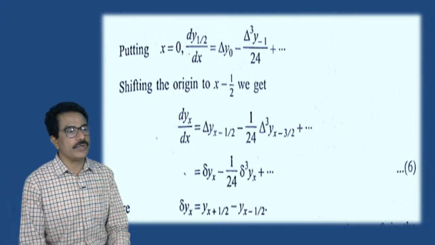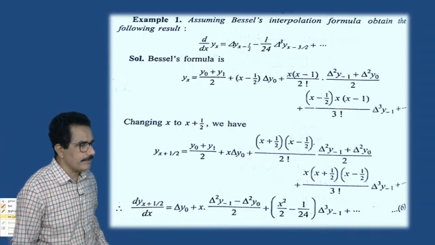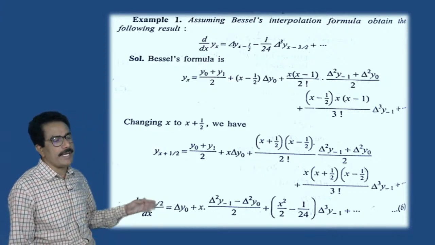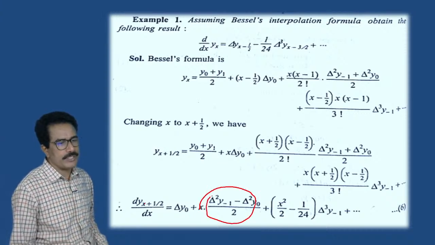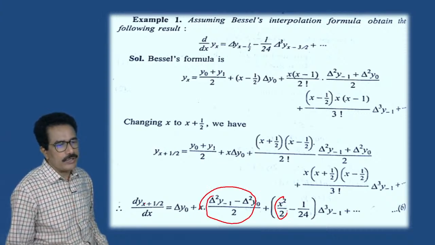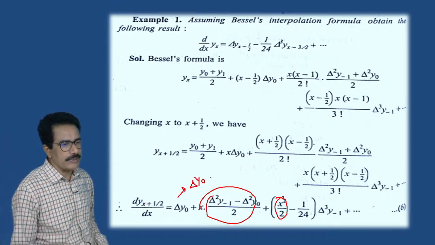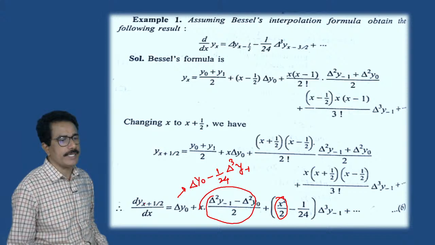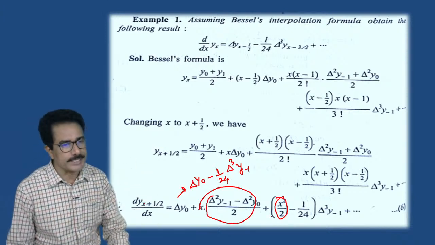x is equals to 0 ठेवा. x is equals to 0 ठेवल्यावर काय होतं पहा. See this. If we put x is equals to 0, then dy 1 by 2 dx is equals to, हे 0 होतं, that will be 0. हा 0 होतो. Then remaining term will be delta y0 minus 1 by 24 delta cube y minus 1. If we put x is equals to 0, then we get in the 6.